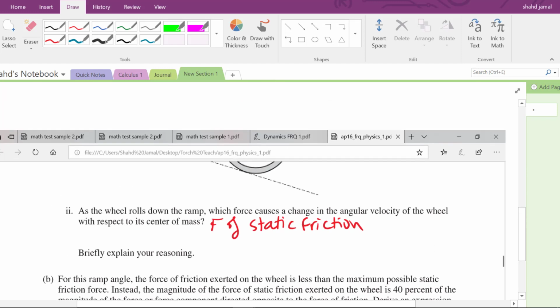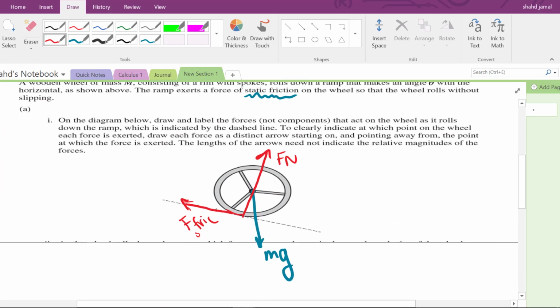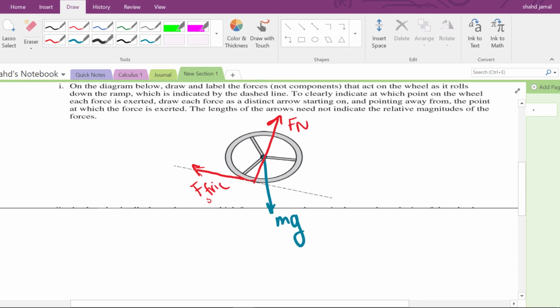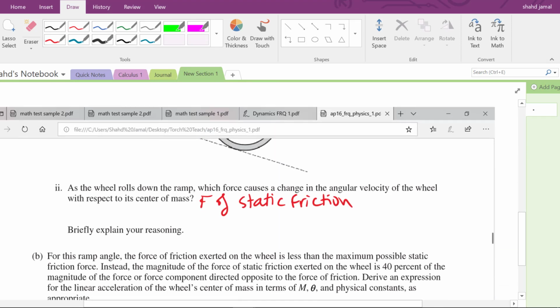So this force is acting away from the center of mass, like there's a certain radius away from the center of mass. So it's far enough to exert a torque on this moving, rotating object. So it's causing it to rotate, but it's exerting a negative torque in this case because it's reducing the angular velocity of this wheel.